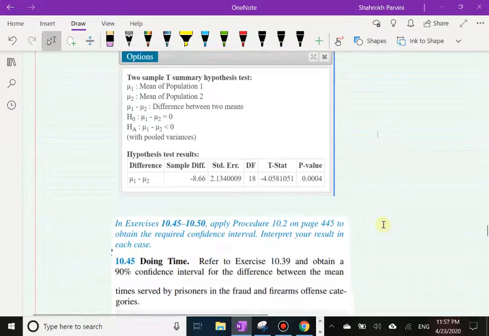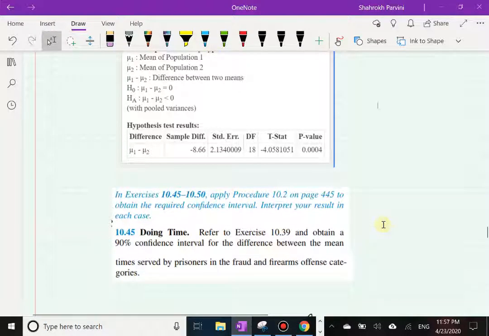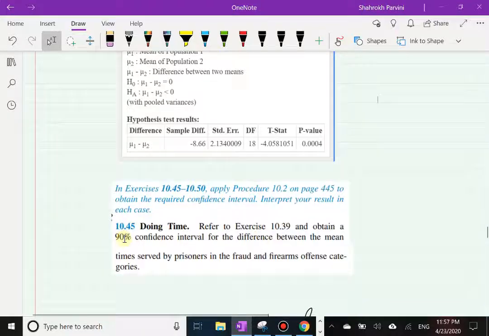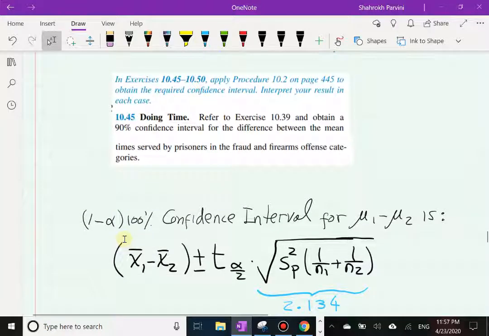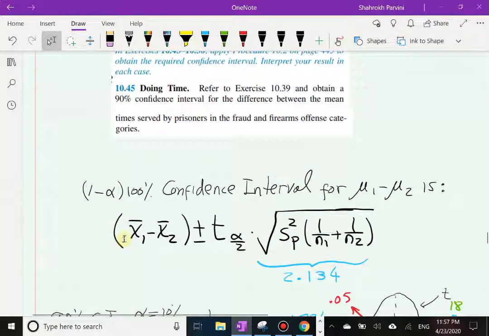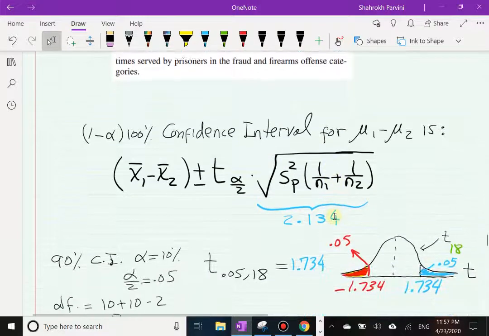Now, a continuation of this work. Let's say we want to do a confidence interval for the same exercise. This time we're doing a 90% confidence interval. So here's our formula. And remember that number 2.134, we got this from our test statistic. This was the denominator of our test statistic. And this is a left tail test. Our critical values, remember those that we found, happen to be the same here.